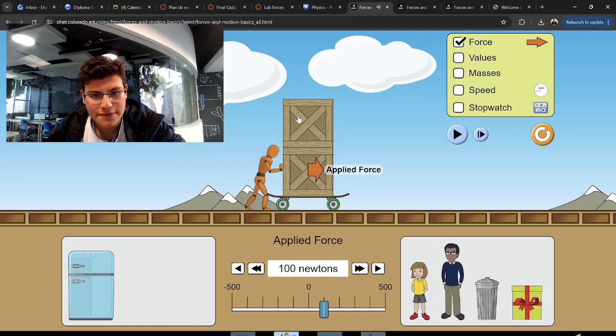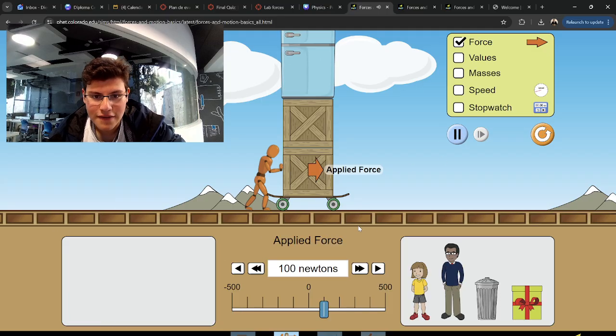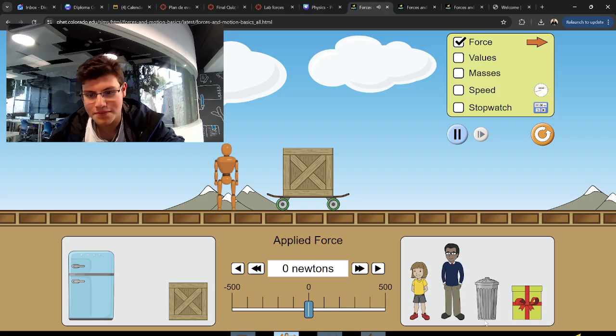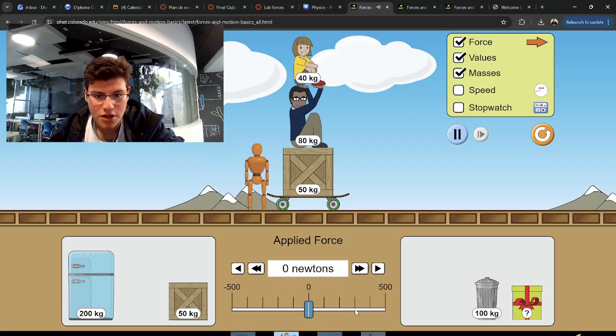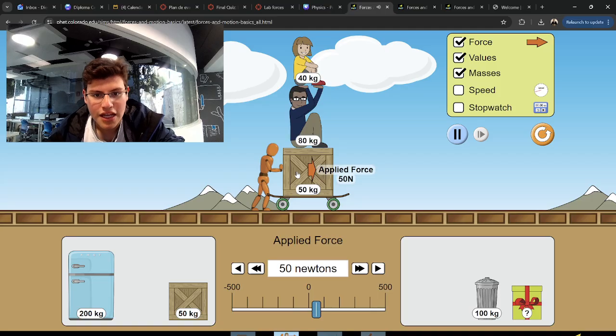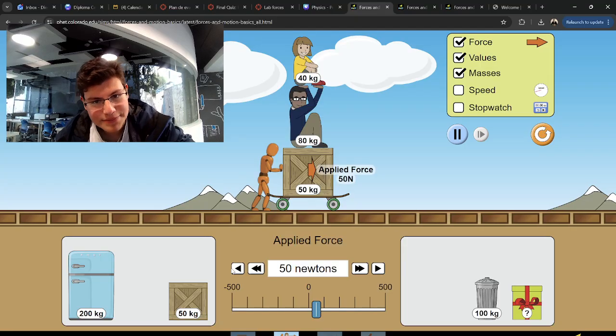But what happens if I increase the mass? You can see that it is resisting a little bit more. Let's add even more mass. Curious, it's still moving. It shouldn't do that. Let's try adding values and the masses. Let's displace those as well. And there we go. So let's begin by pushing. You can see that now it's really hard for the man to push. Why? Because we're increasing the mass.